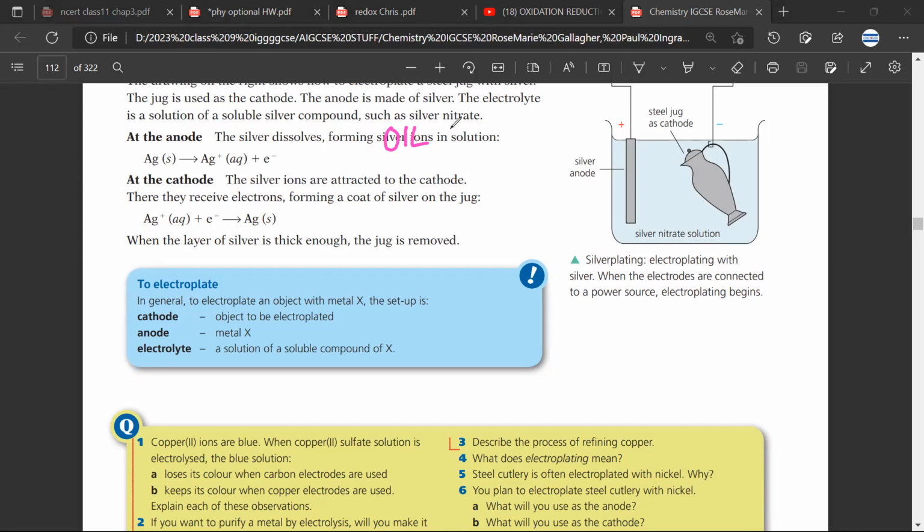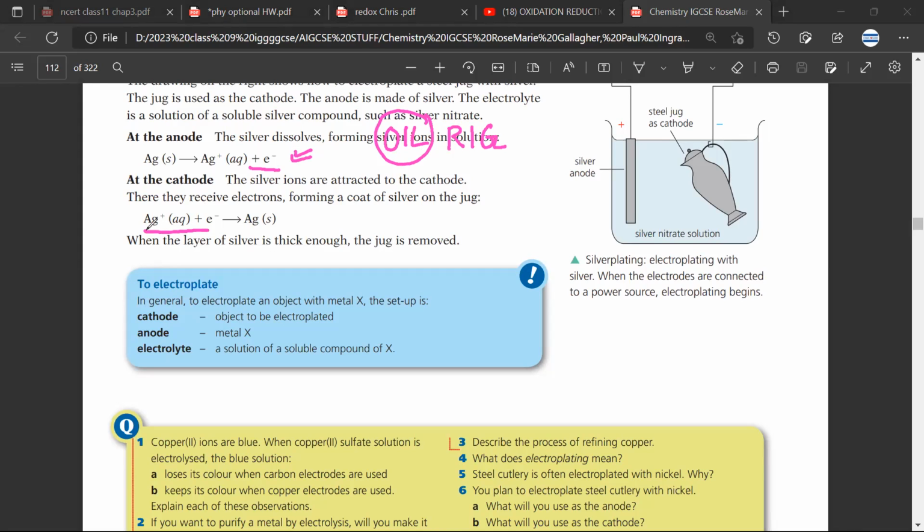If you look at this reaction, the electron which is being lost is written on the right side. So the electron is lost. When the electron is lost, this is oxidation. Have you understood?